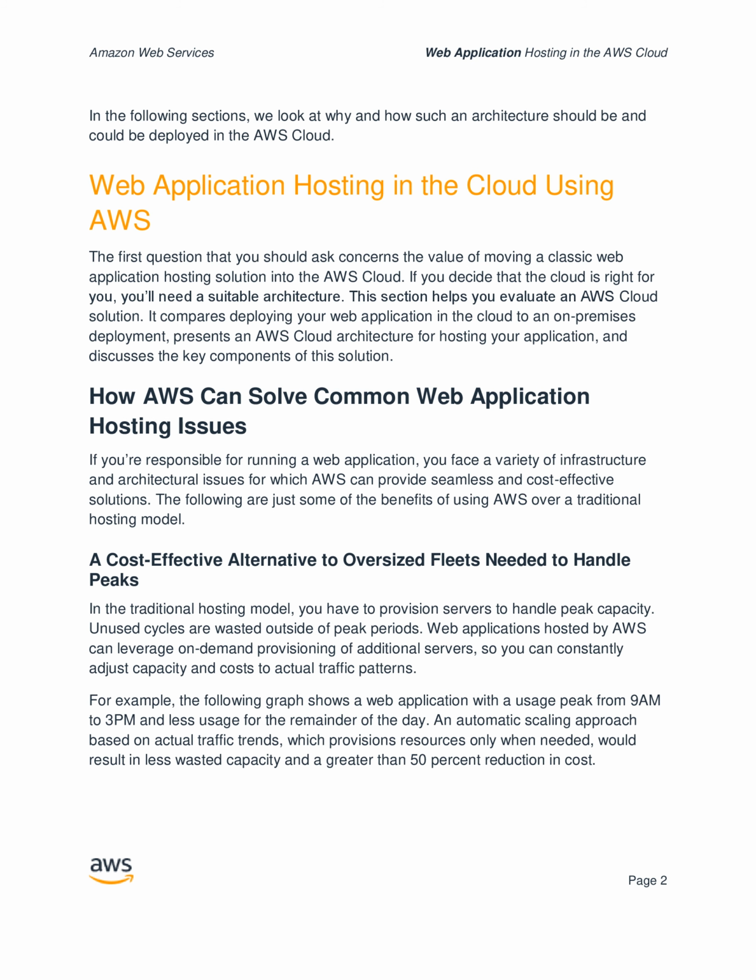A cost-effective alternative to oversized fleets needed to handle peaks. In the traditional hosting model, you have to provision servers to handle peak capacity. Unused cycles are wasted outside of peak periods. Web applications hosted by AWS can leverage on-demand provisioning of additional servers, so you can constantly adjust capacity and cost to actual traffic patterns. For example, the following graph shows a web application with a usage peak from 9 a.m. to 3 p.m. and less usage for the remainder of the day. An automatic scaling approach based on actual traffic trends, which provisions resources only when needed, would result in less wasted capacity and a greater than 50% reduction in cost.